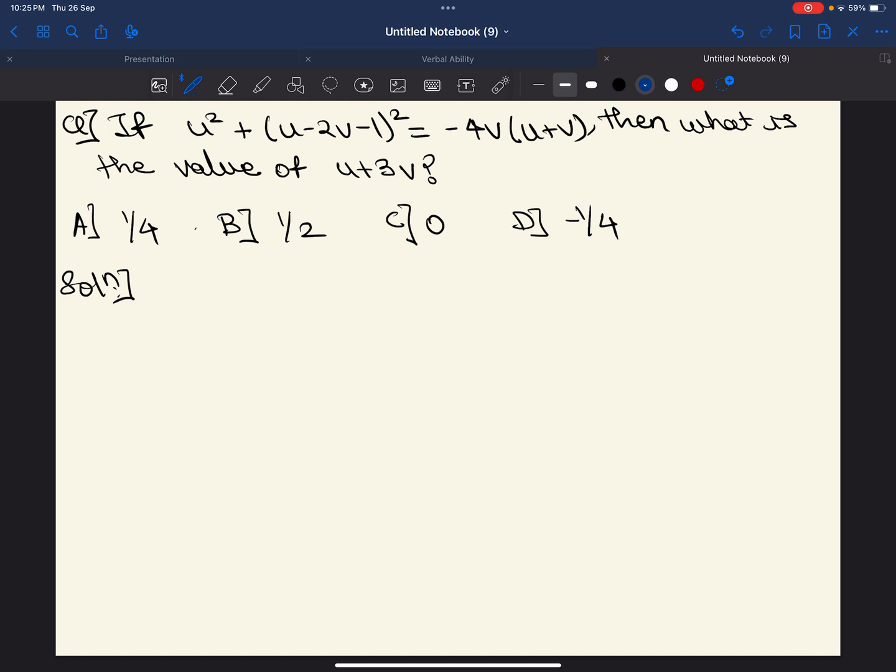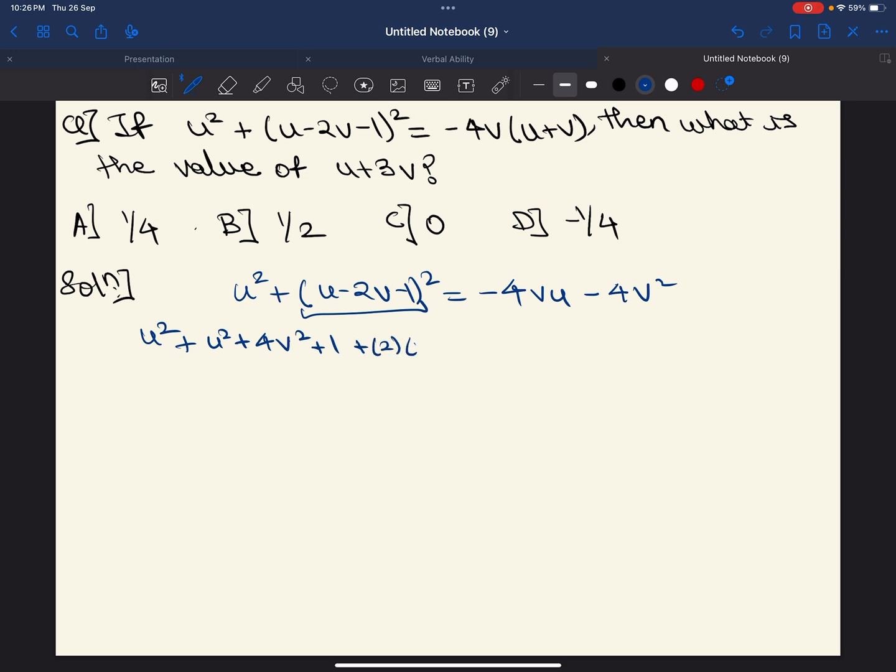Okay, let's say we have u square plus (u minus 2v minus 1) whole square. Let's expand this bracket: 4 minus 4vu minus 4v square. Let's expand this one as well. So it becomes u square plus 4v square plus 1 plus 2u minus 2v plus 2 minus 2v minus 1 plus 2 minus 1, u.